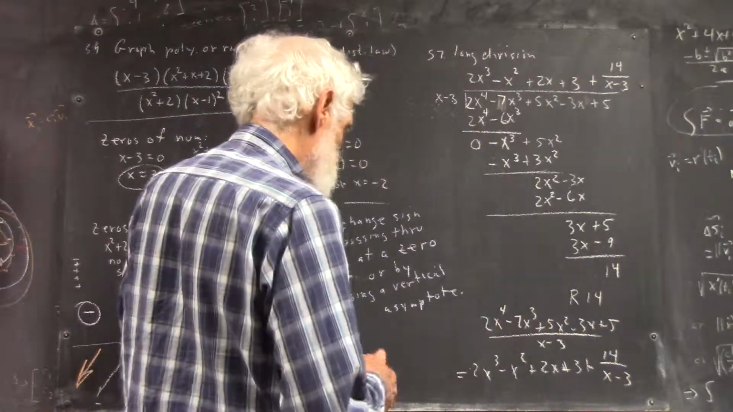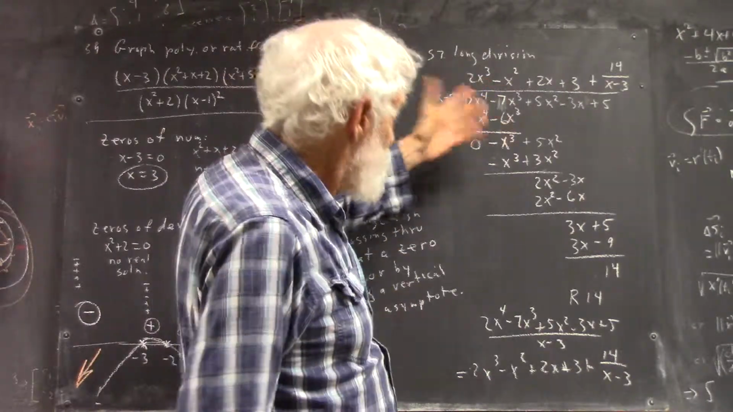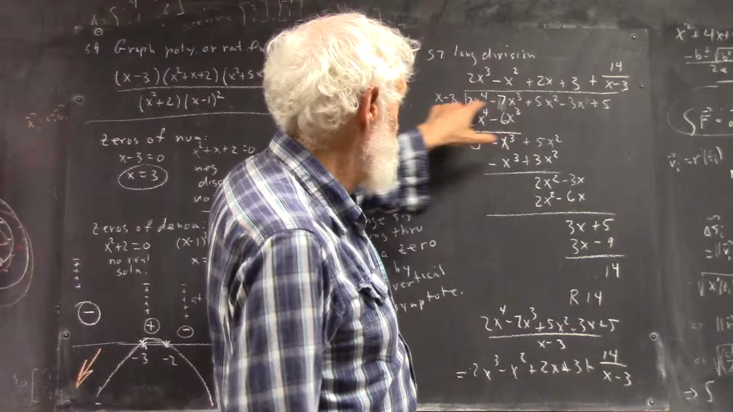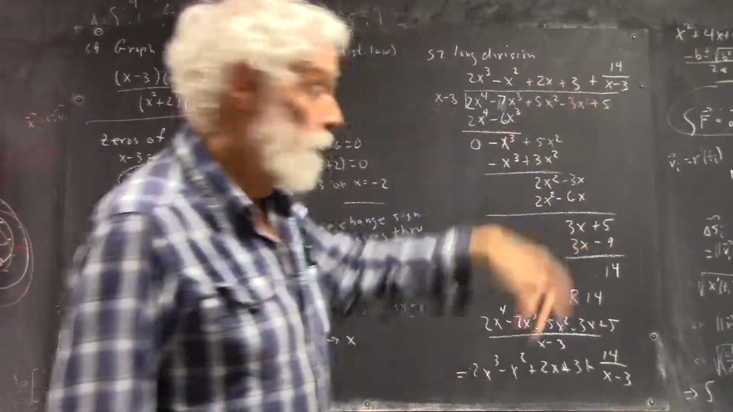And there's much more we can say. Another thing we can say is that 3 isn't a root, 3 isn't a zero of this expression. If it was, we wouldn't have gotten a remainder, and so forth.